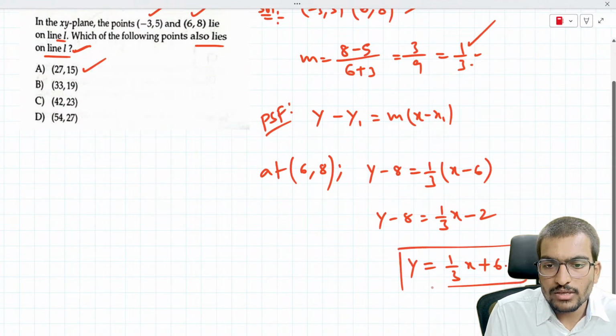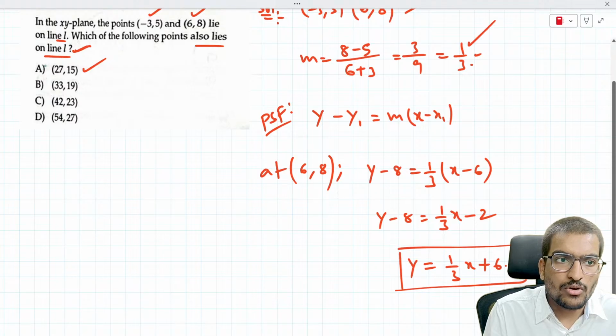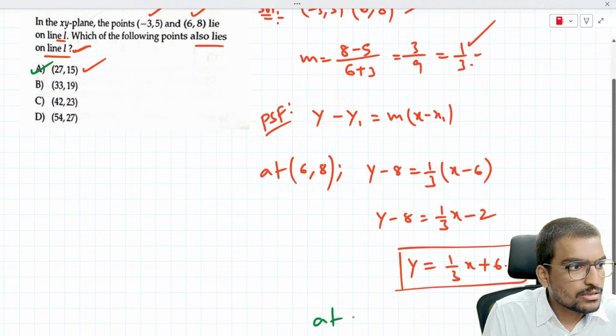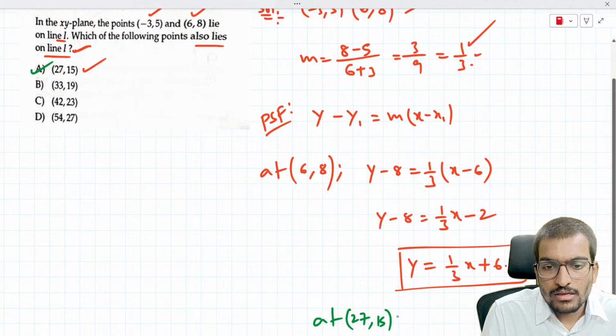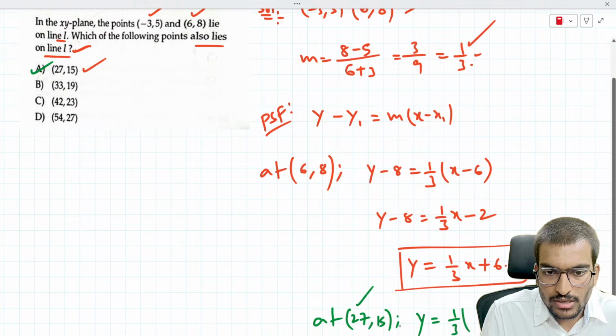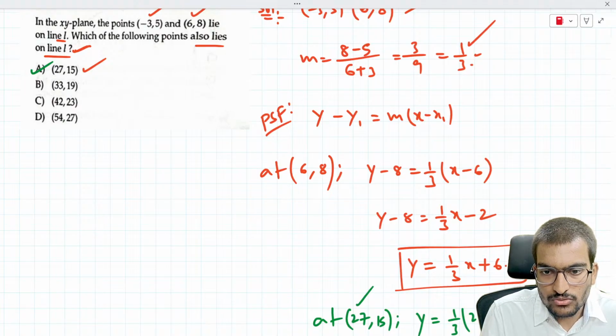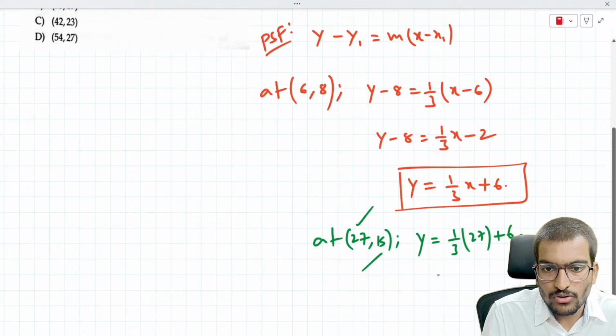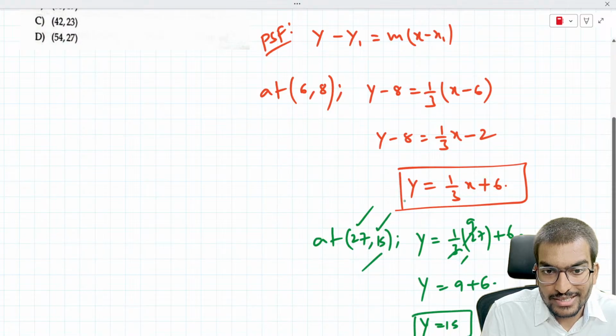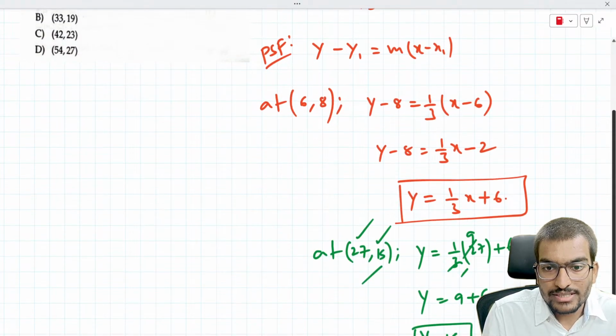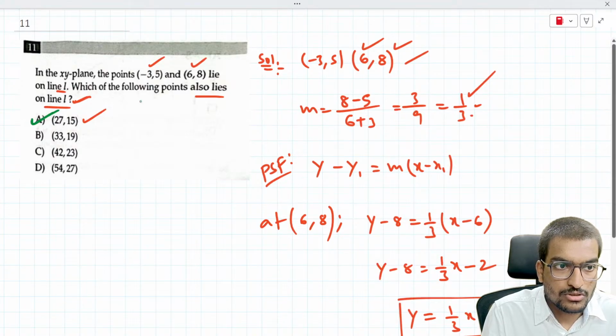So we have the equation now. Let's check with the options now. Option A, we are about to end up at (27, 15). I'm using option A, which is x equals 27. If I use 27, I need to check whether I'm getting 15 or not. y equals 3 ones 3, 3 nines, 9 plus 6, y equals 15. So we are getting 15. At x equals 27, we are getting 15, which means option A is true.